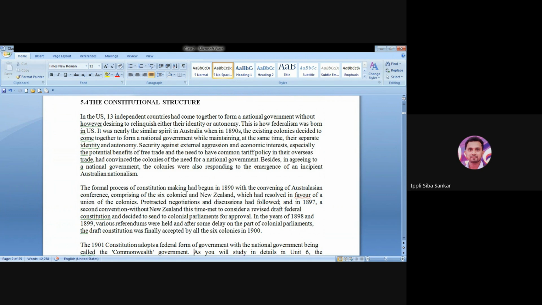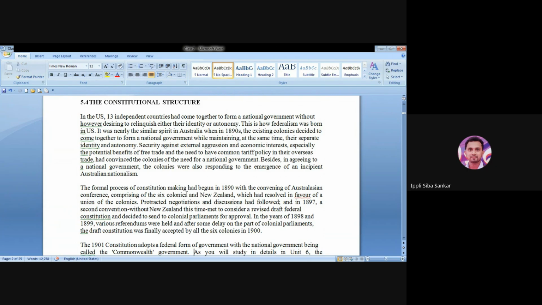In the US, in Britain, in Australia, colonies showed the interest to make a nation. Small colonies have their own identification, have their own power, but these colonies do not have so much power in every sector, but they have some power in a few sectors.